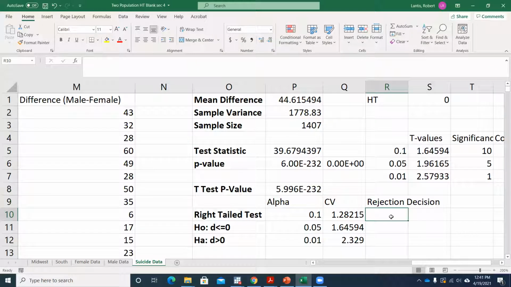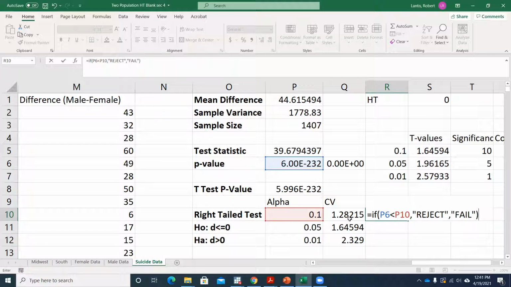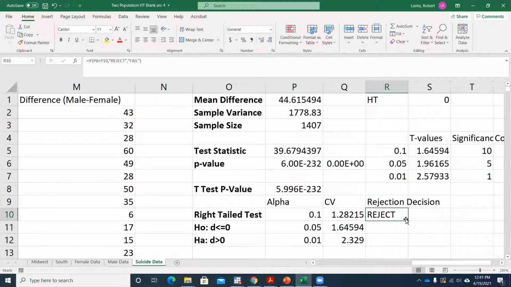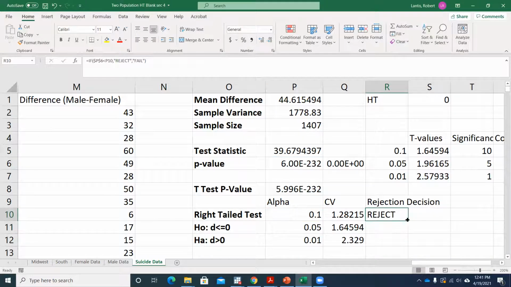Okay. So, I could use that if statement if I wanted to: if my p-value is less than alpha, comma, put in the word reject, comma, if it's false, we'll just put in the word fail, right? We fail to reject. Now, when I copy this down, I want the alphas to change, but not my p-value. So I'll put dollar signs around that. Now, when I pull this down, I've got my rejection. We had a crazy low p-value, so we should always be rejecting here.